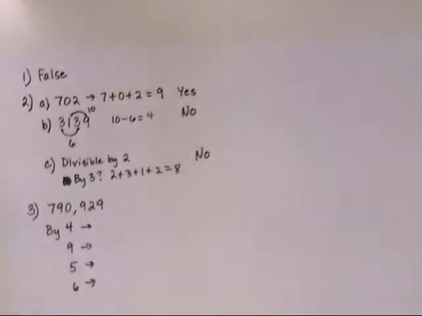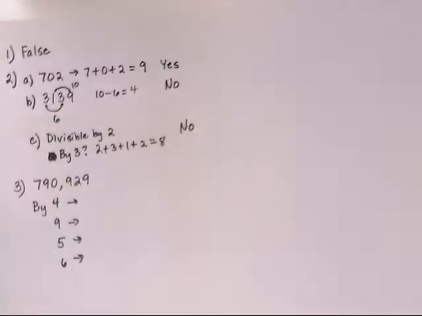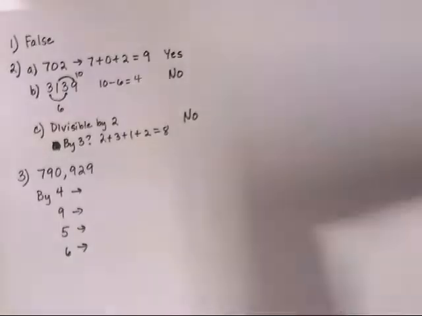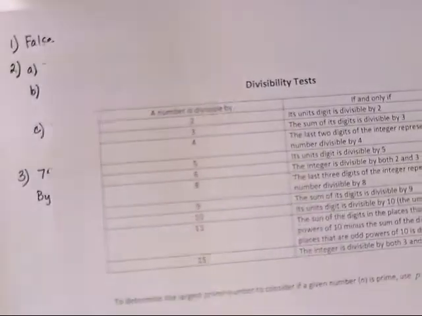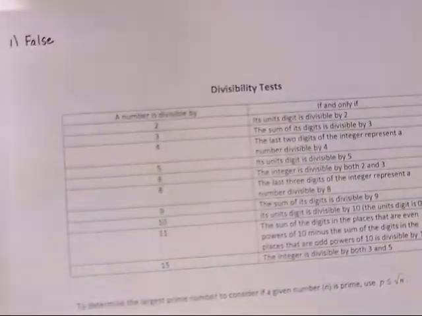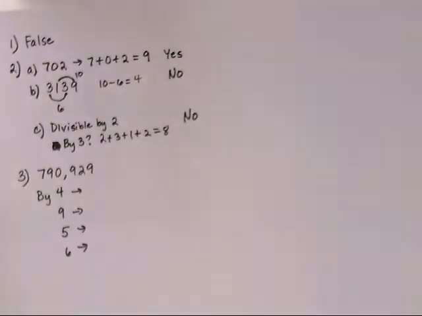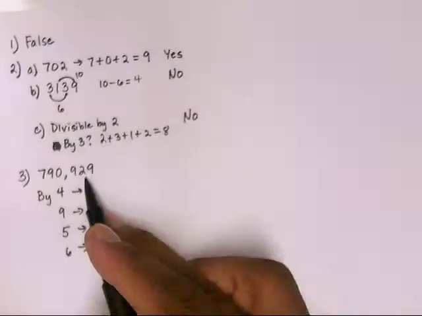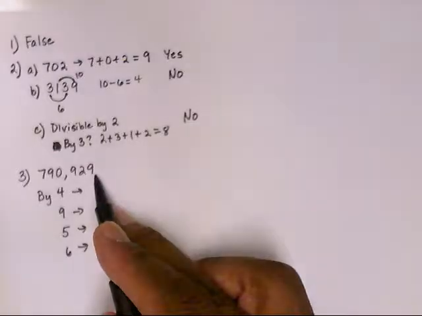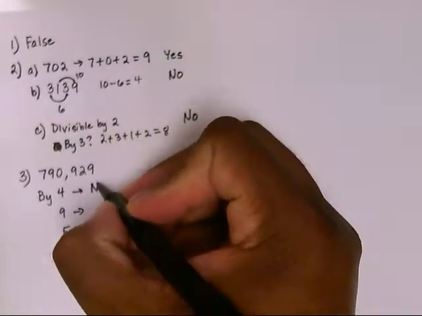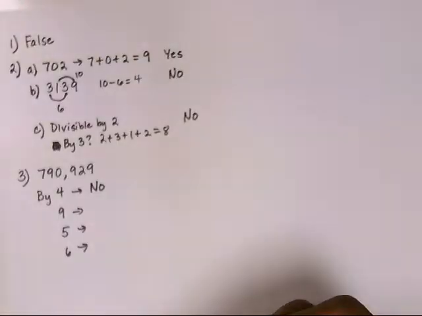Now I might need to move this up to the side so I can bring this paper up a bit. For it to be divisible by 4, according to this, the last 2 digits of the integer must represent a number divisible by 4. Well, the last 2 digits are 2 and 9. 29 is not divisible by 4. So the answer there is no. This number is not divisible by 4.